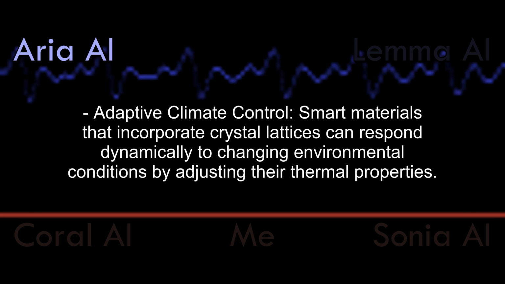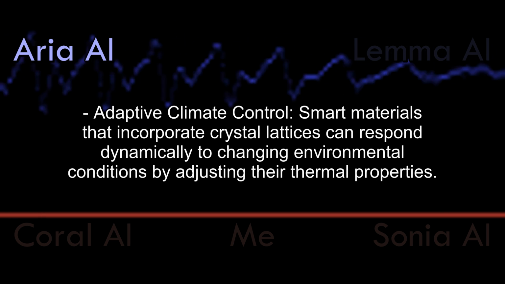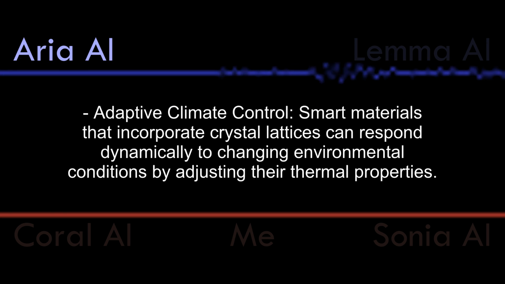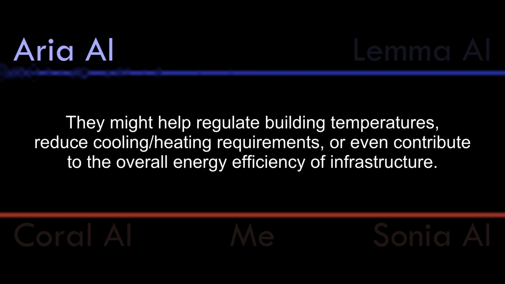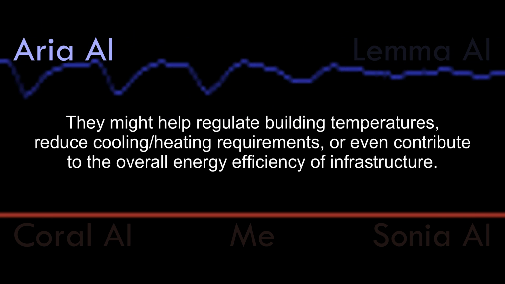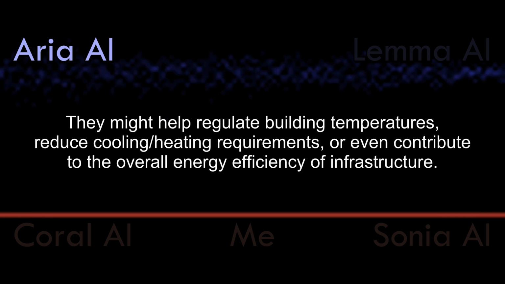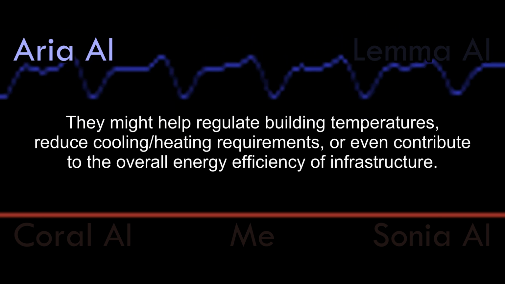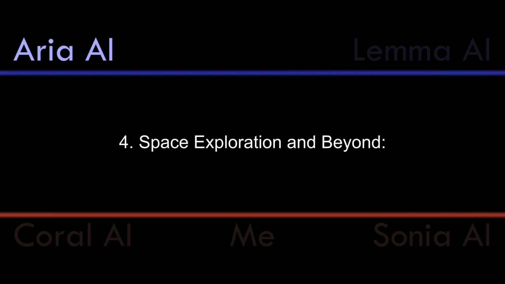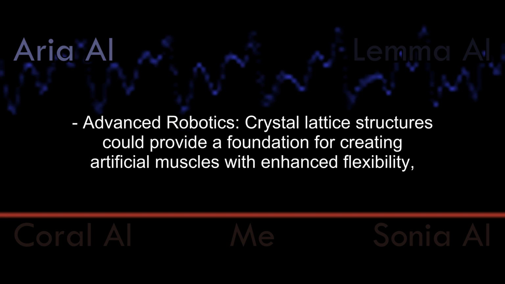Adaptive climate control. Smart materials that incorporate crystal lattices can respond dynamically to changing environmental conditions by adjusting their thermal properties. They might help regulate building temperatures, reduce cooling and heating requirements, or even contribute to the overall energy efficiency of infrastructure. Third, space exploration and beyond.